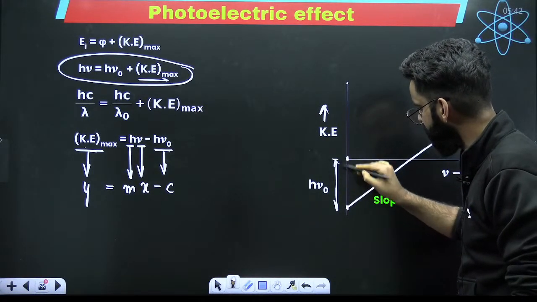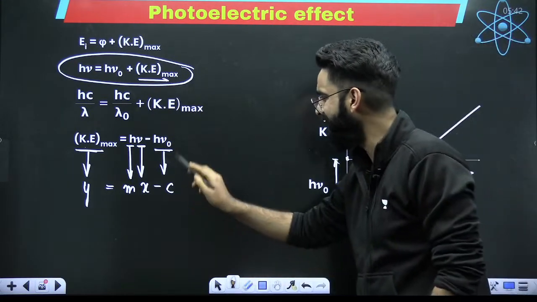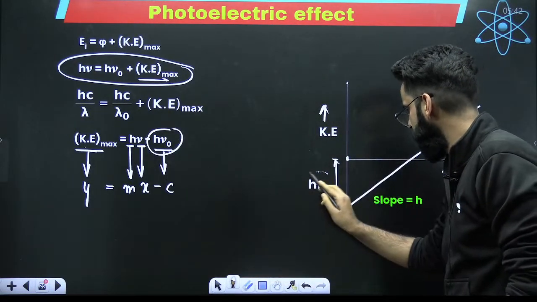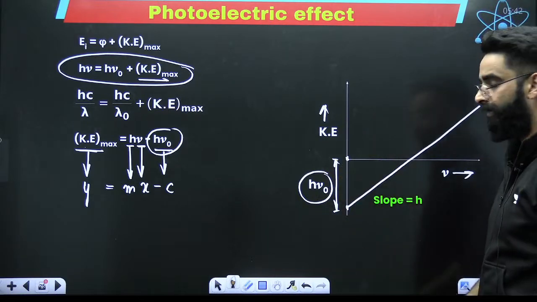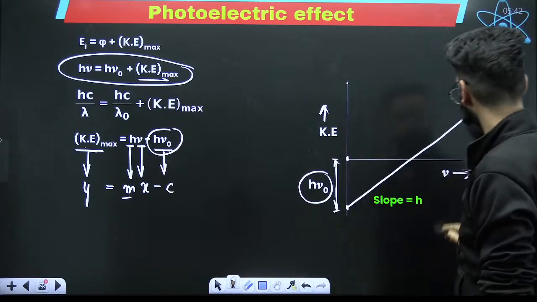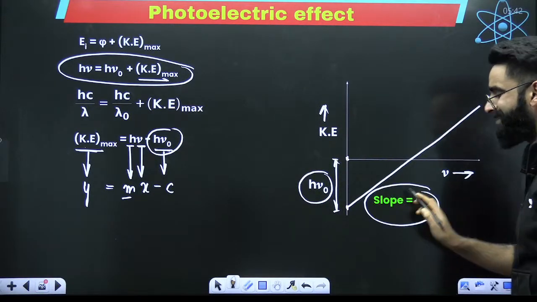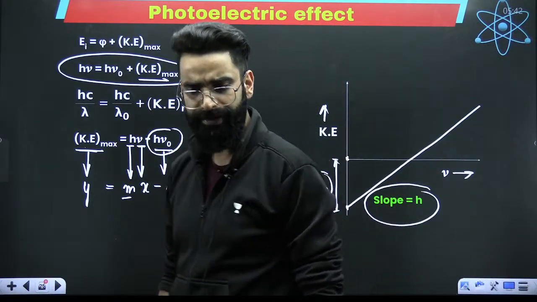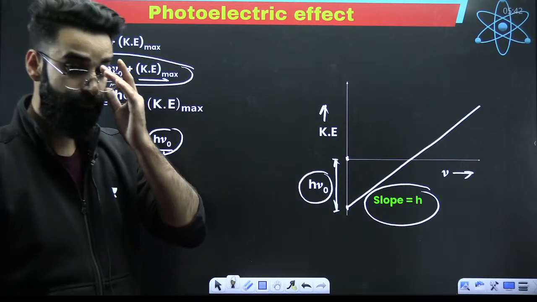What do we call this distance? This is called the intercept. Intercept is c, and the c value over here is h nu naught. If I ask you the slope of this curve, slope means m, and the m value here is h. So the slope of this curve is simply h, right? Agreed, guys?